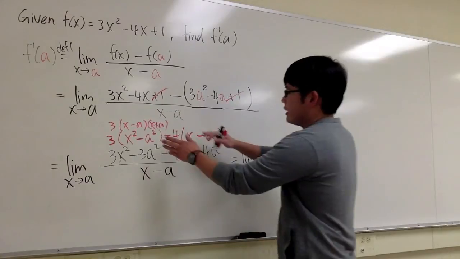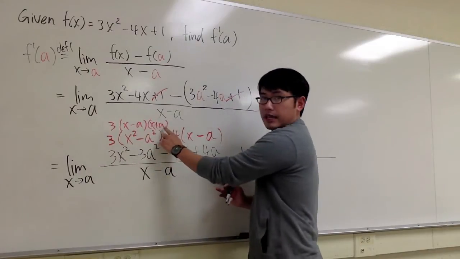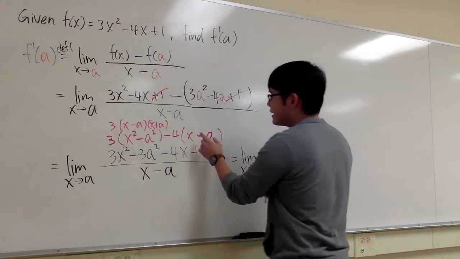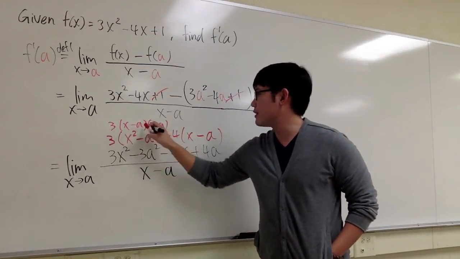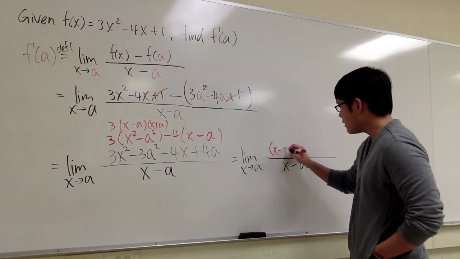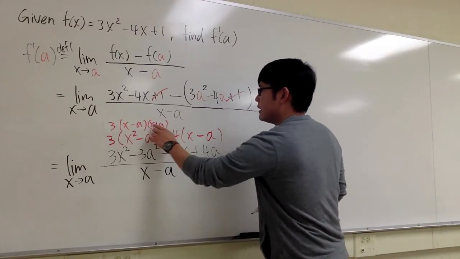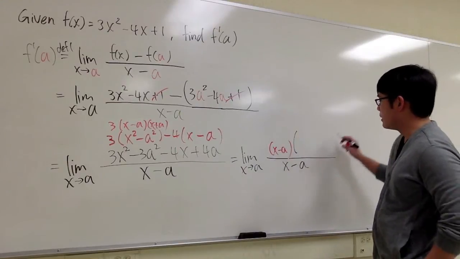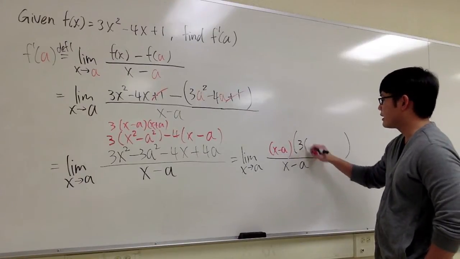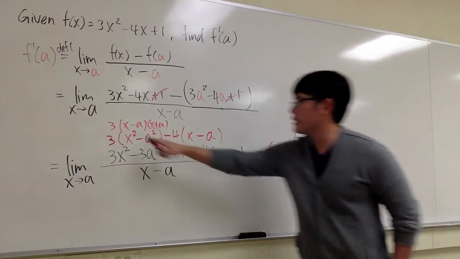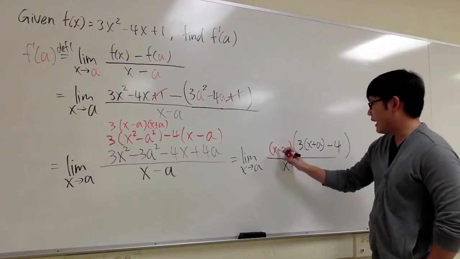But on the numerator, this right here is the first term. I'm looking at this as 3 times x minus a times x plus a. That's the first term. And notice that for the second term, we also have x minus a. So we can factor out the x minus a. I'm going to factor out this x minus a. Okay? And now if you look at the first part, I factor this out. Let me open the bigger parentheses. For the first part, I just have this left, which is 3 times x plus a. And then I will have minus 4 left here for the second part. And as you can see, x minus a, they cancel each other out.